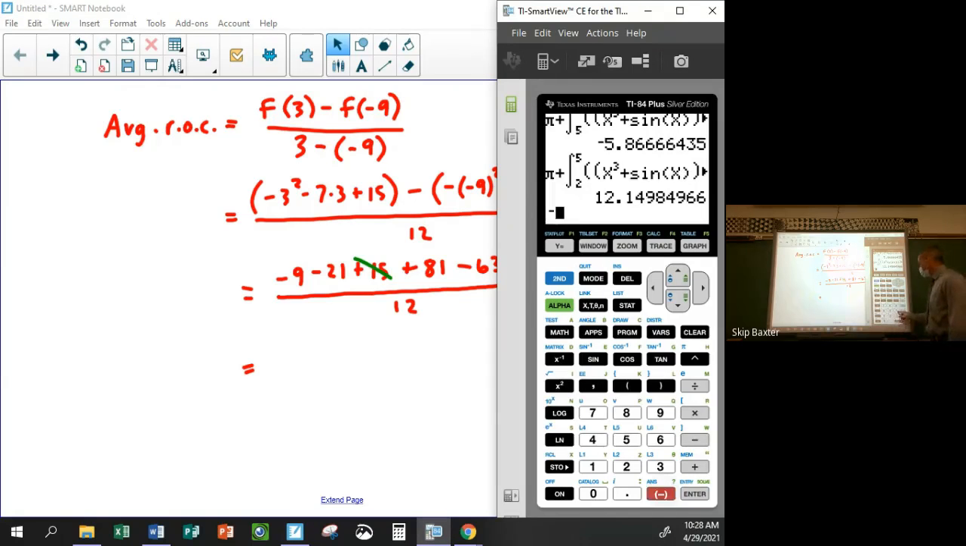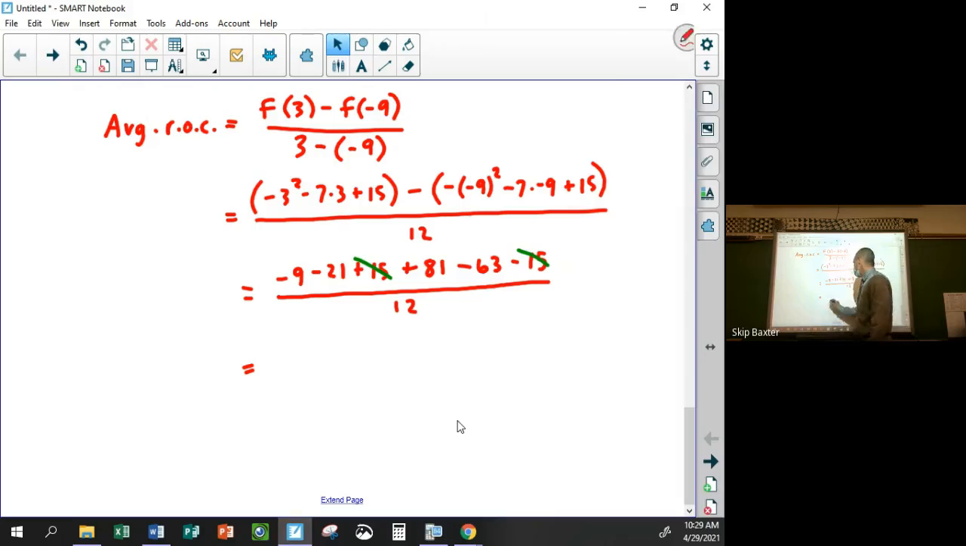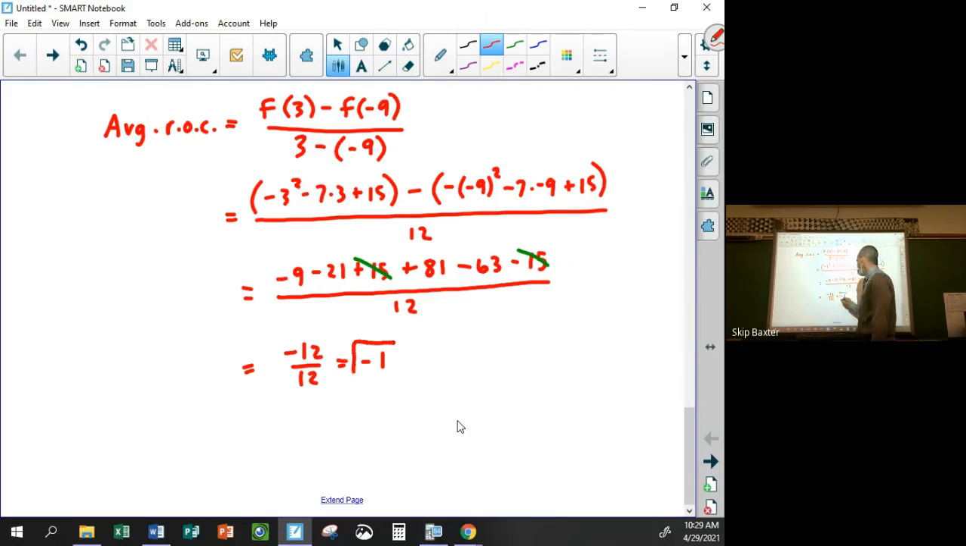So -9 minus 21 plus 81, and then minus 63. So that's all the stuff that's left. So you get -12 over 12 is -1. And that's the answer. That's the average rate of change.